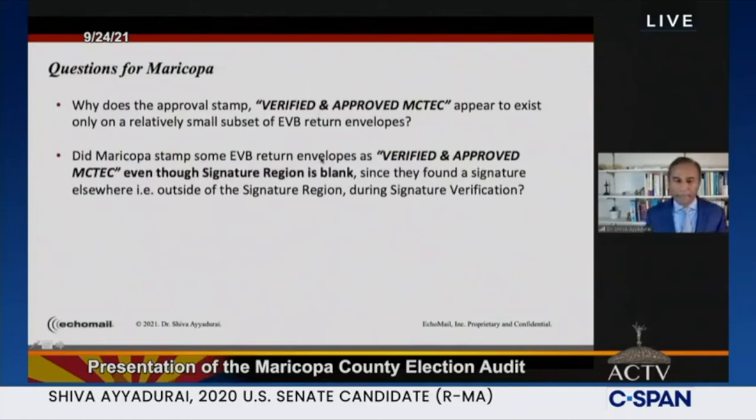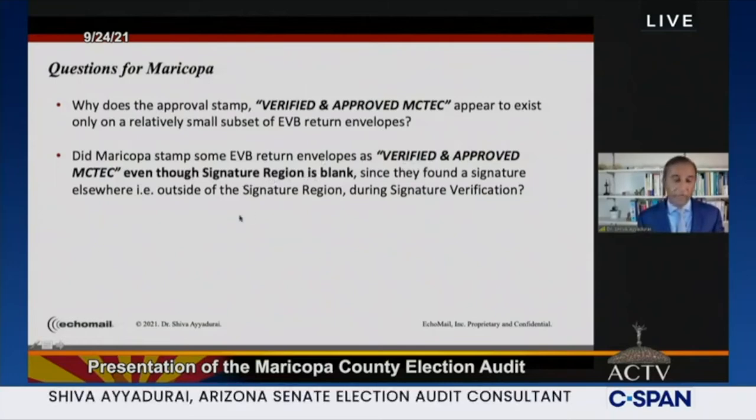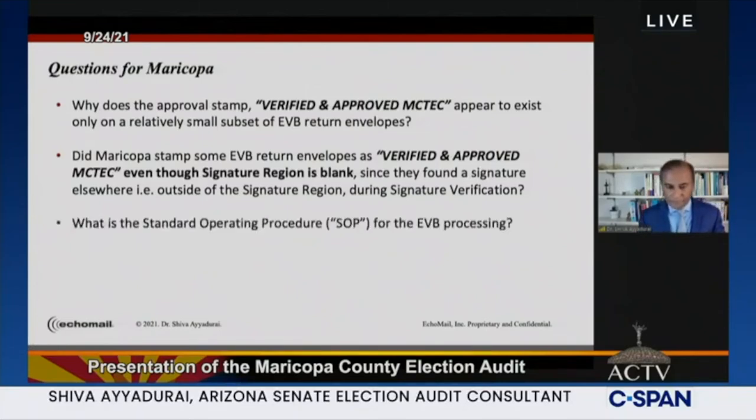The other thing is, did Maricopa stamp some EVV return envelopes as EVV approved, even though the signature is blank, since they found a signature elsewhere? And that would be good to know. How did they do that? What is the adjudication process?